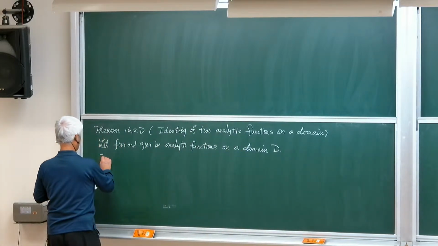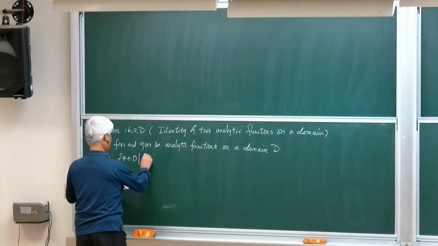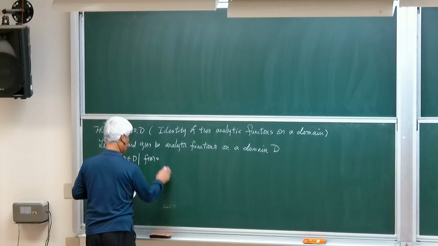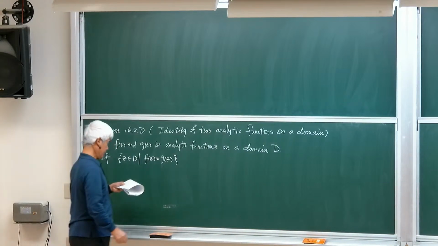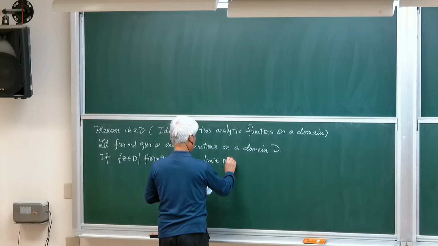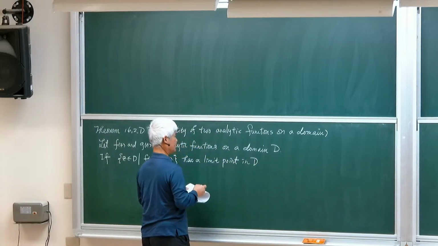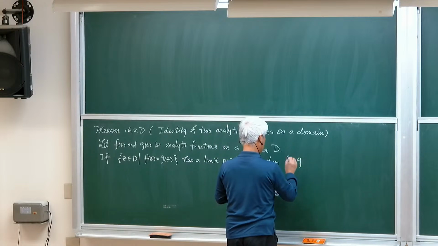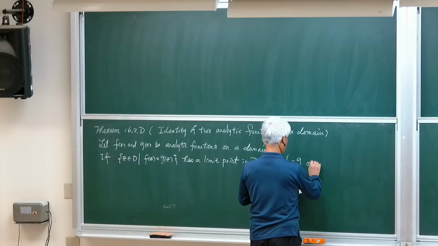Now, if the set of all points such that f(z) and g(z) have the same value, if this set has a limit point in D, so in the defining domain, then these two functions are identical on D.